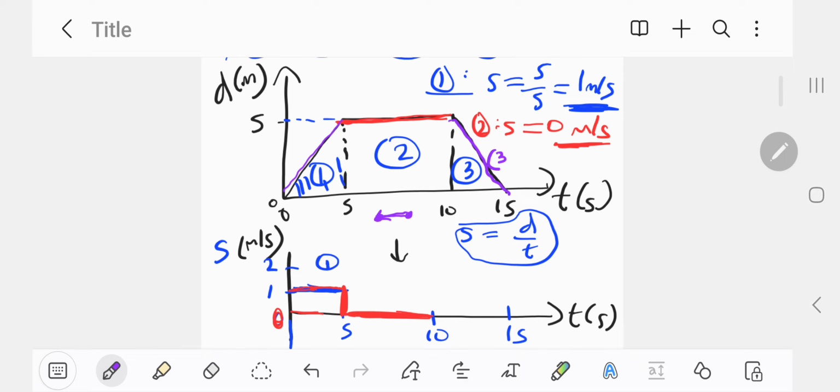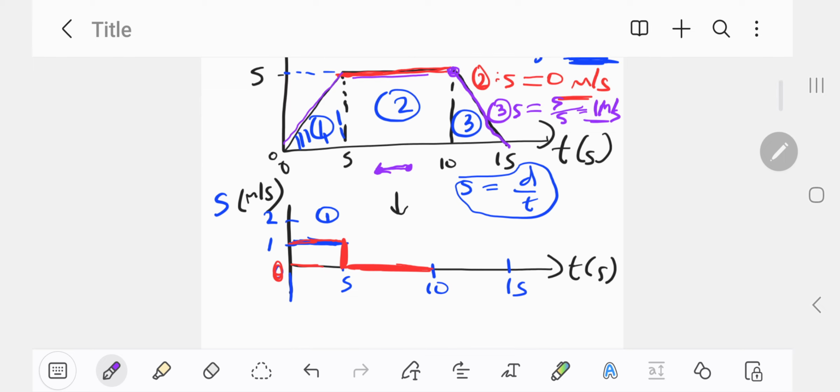So speed for segment 3 is distance divided by time. Distance is 5. If you read the graph up there, 5 divided by the time here, 10 to 15, there's 5 seconds, right? Change in time is 5 seconds. So 5 divided by 5, that's 1 meter per second once again. Okay, I'll say it again. Distance is 5 meters for segment 3. The time is between 10 and 15, 5 seconds.